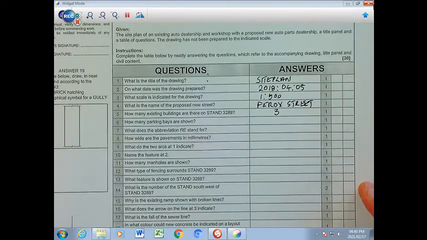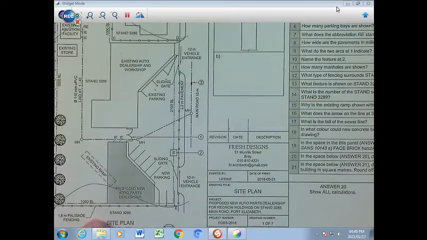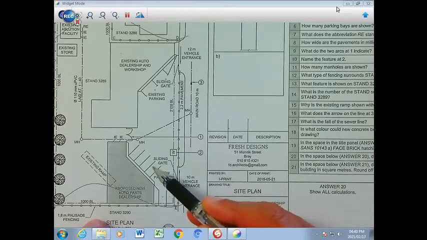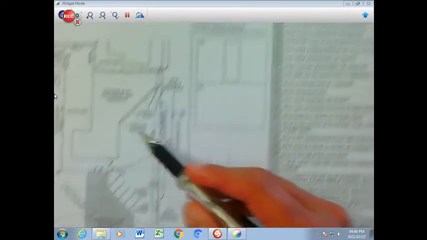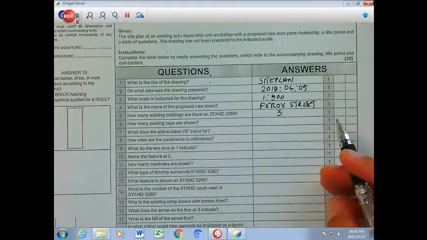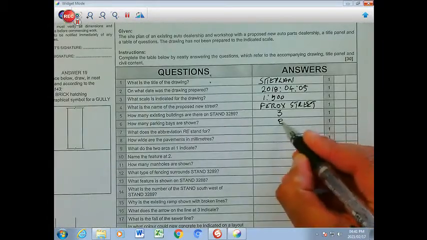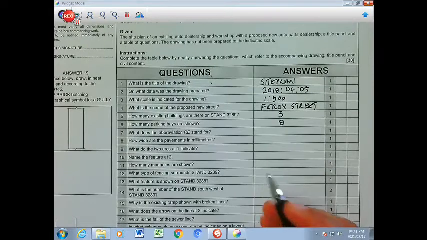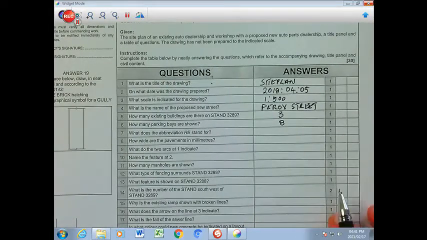How many parking bays are shown? So we go to our parking bays here. These are new parking bays, so you have 1, 2, 3, 4, 5, 6, and 2 existing, 7, 8. So that's going to be 8 parking bays. It's very important to listen to the question. If they would ask how many new parking bays, it would then be without the 2 existing, and the answer would then be 6.